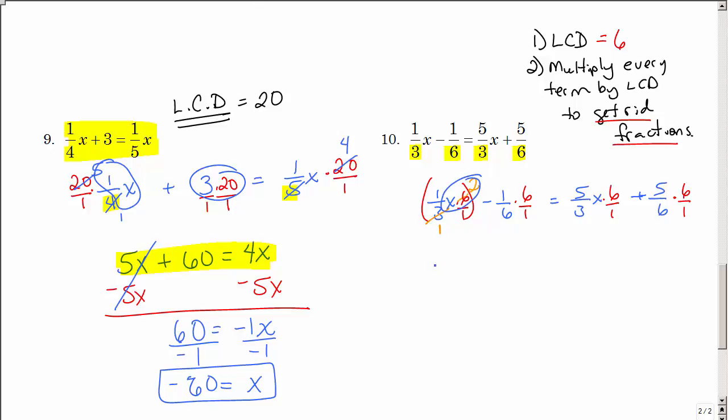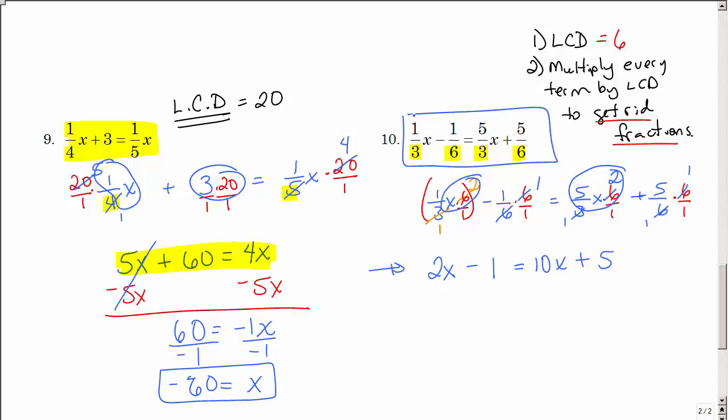Now I'm getting kind of sloppy, so help me not lose anything. So that's 2x. That's going to be just minus 1. 3 goes into 6 2 times, but I've got to multiply all that together. So I got 2 times 5 is 10 times that x. Now what's in my denominators? That's just 1, because 6 goes into 6 one time, plus 5. So again, I think this is easier than that.